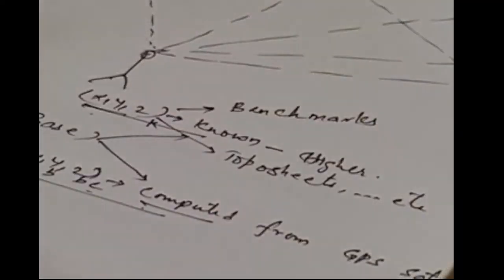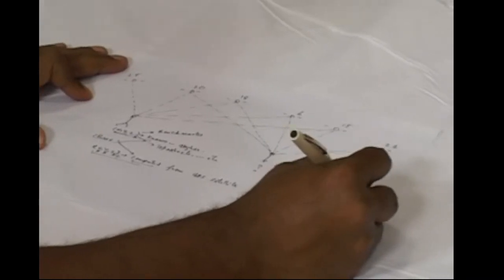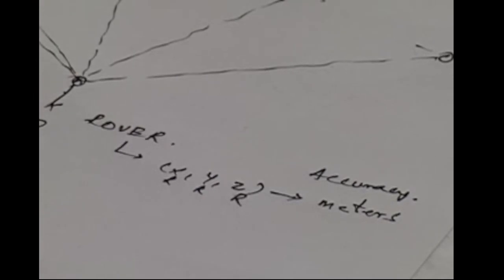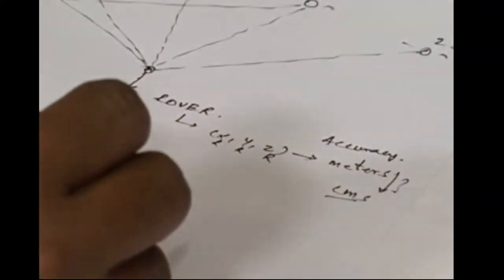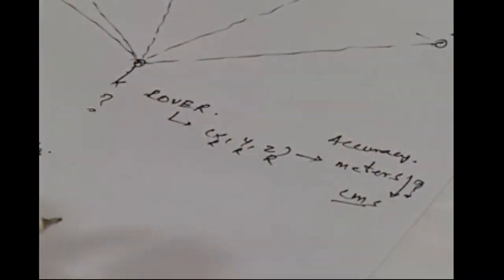Okay, now our aim: these coordinates will have an accuracy of a few meters. Now the accuracy, right? This accuracy we have to bring down to a few centimeters. That is the aim of the present practical exercise. Okay, the question is how to get this. So yes, the question is how to improve the accuracy, right?